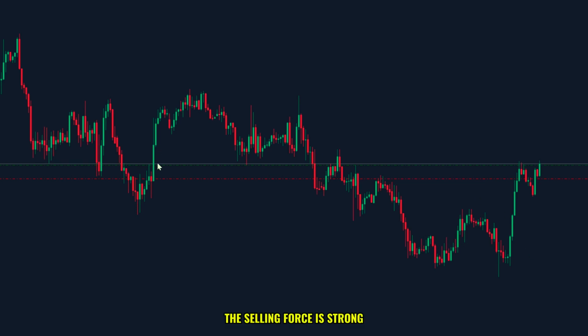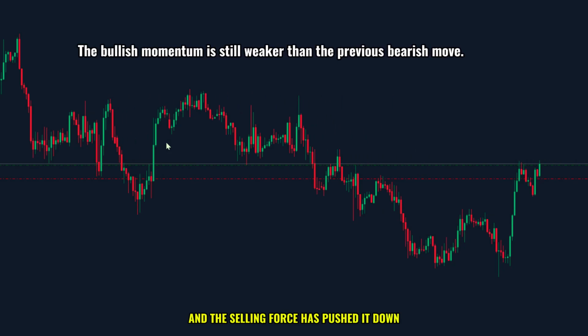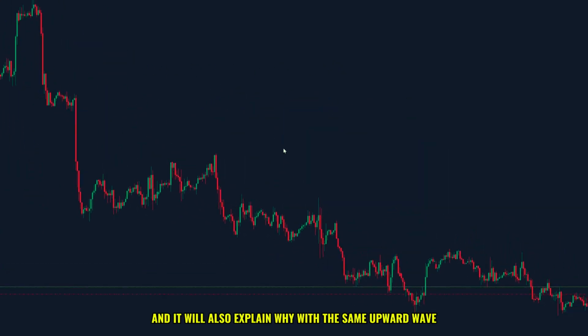The selling force is strong, and then it only increases a little bit, and the selling force has pushed it down. Even if we look at the previous stages, it's the same. Here, this stage, although it has an upward structure, the upward forces, compared to the previous downward force, are almost clearly weaker. So we also do not enter a buy. And when you apply this and practice looking at the chart, you will feel it. And it will also explain why, with the same upward wave, I decided to look for a buy in this wave and not in other upward waves.